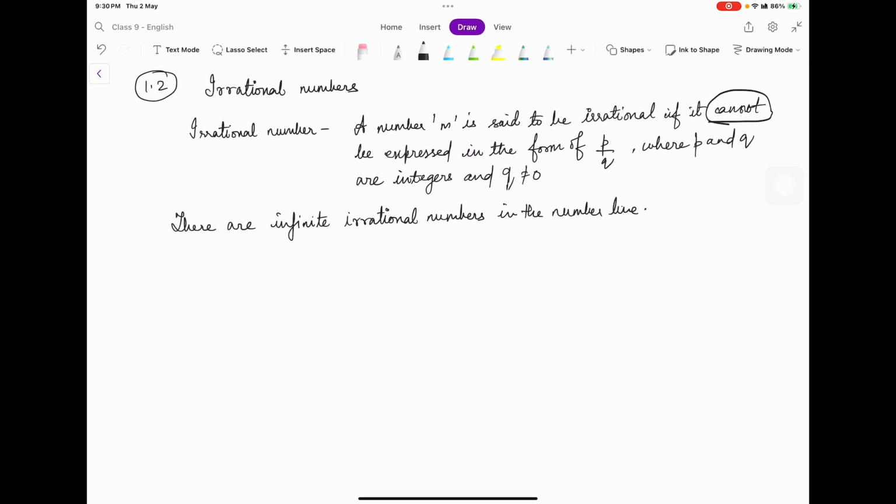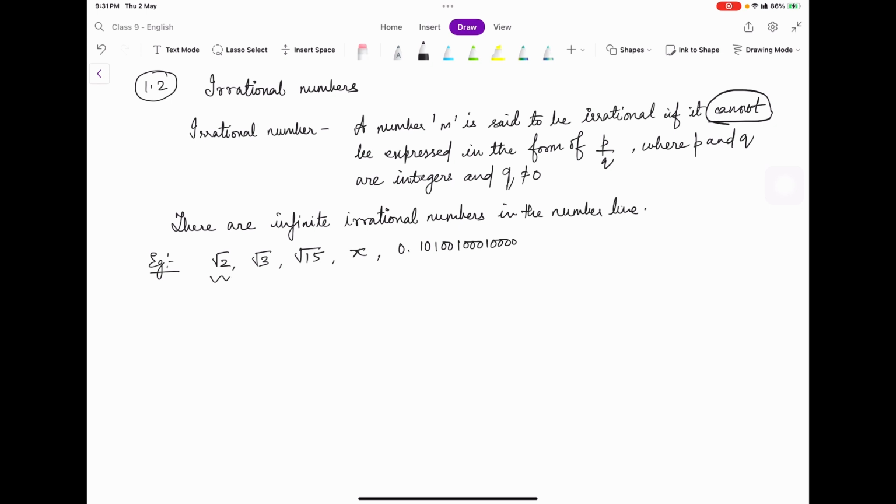Some examples that I am going to write are root 2, root 3, root 15, then pi, the pi that you use in geometry, that is also there. Some decimal numbers I will tell. We will learn more about these decimal numbers and how they are irrational in the next section. But decimal numbers like these are also irrational.